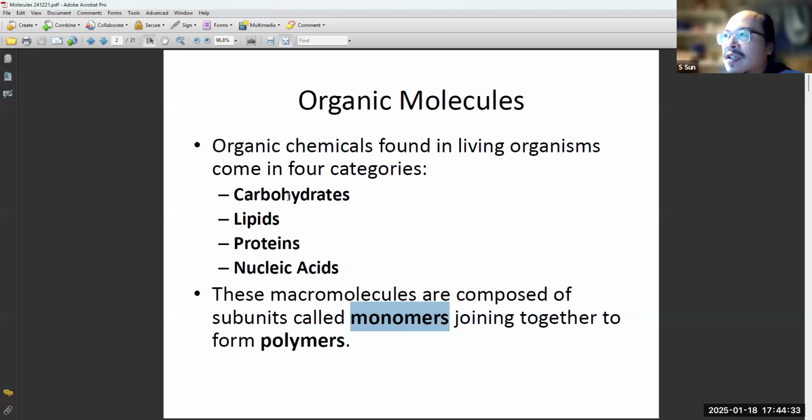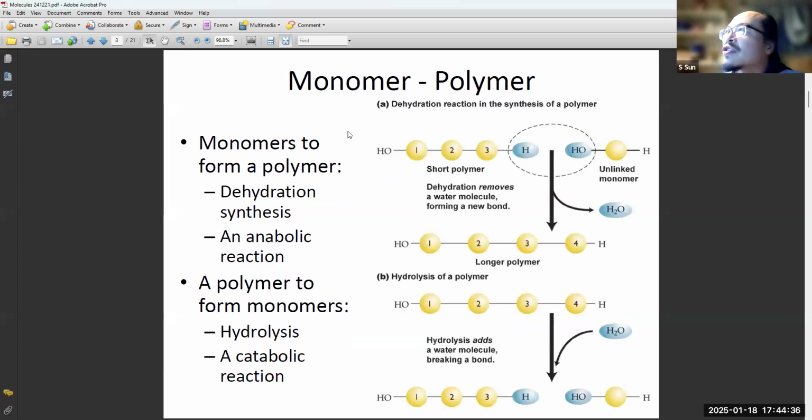So let's start from the first one, carbohydrates. Here is just the general concept of monomer and polymer. Here you have one, two, three, four monomers combined to become a polymer. So this is a large molecule. This could be carbohydrates, proteins, lipids, etc. And you can break it apart to become monomers. So these are unlinked monomers. Basically this one comes from four monomers. Monomers can form polymers, and polymers can be broken down to monomers.